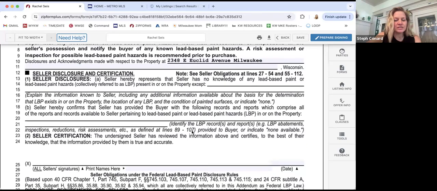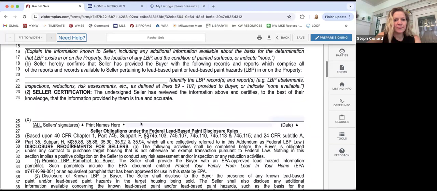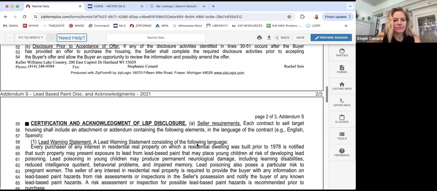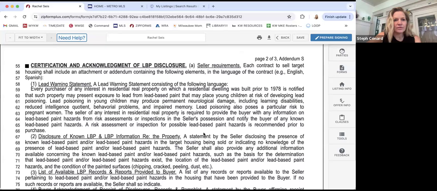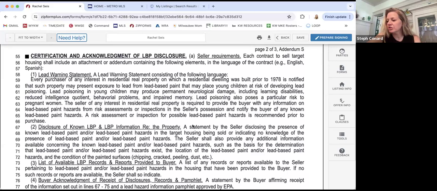But the structure of this is, page 1 is for the seller to fill out. The seller is going to sign on line 25 and put their names. It maps out the disclosure requirements for the seller. On page 2, additional language, certification acknowledgement of lead-based paint disclosure.